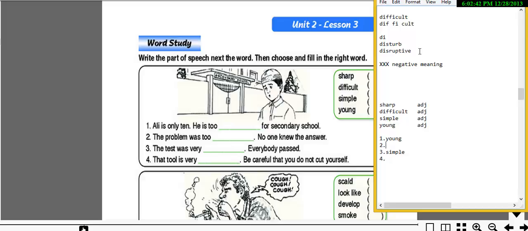So here you go. The problem was too difficult. No one knew the answer, and the only word you're left with is sharp. Sharp means when there is a knife. You know a knife, right? When there is a knife, usually it is sharp, just like the table surface or your skin is smooth, so they are pretty much the opposite.